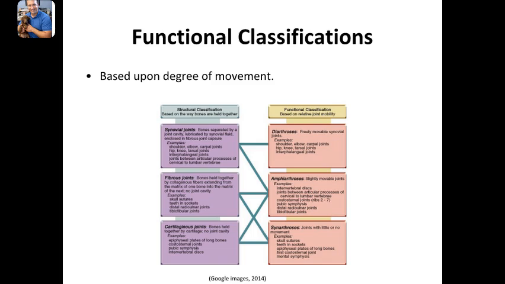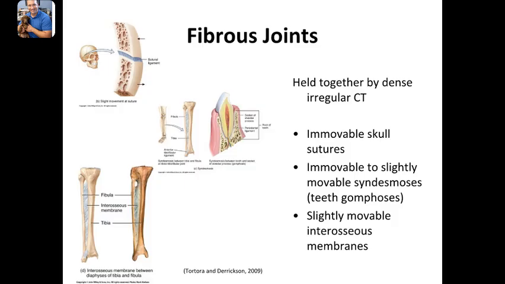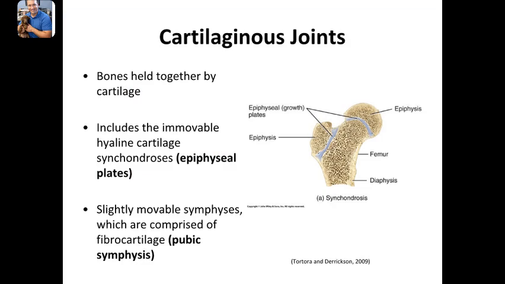Examples of fibrous joints are sutures and the syndesmosis between the tib-fib and between the radius and ulna. Cartilage joints here, another type of cartilage joint is a growth plate. And we talked about the different zones: resting cartilage, proliferating cartilage, hypertrophic cartilage, and calcification, the zone of calcification.